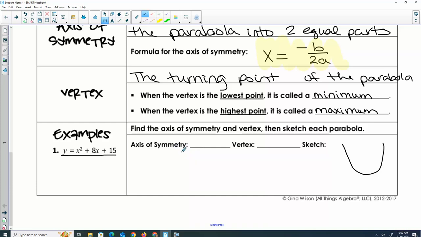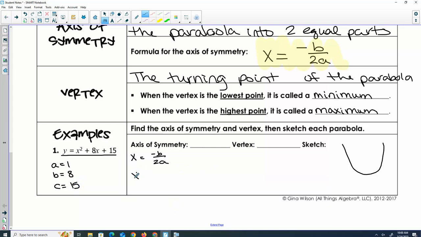Axis of symmetry. The formula that I have highlighted is the opposite of b over 2a. A, b, and c are the coefficients on this. A is the number in front of x squared. What is the number in front of x squared? 1. So A is 1. B is the number in front of x, which is 8. C is just the constant, which is 15.